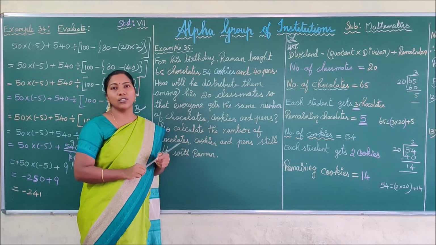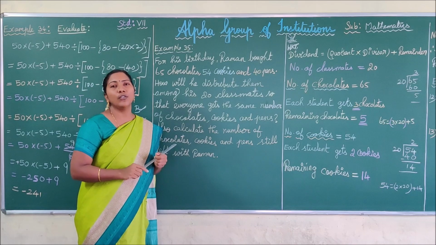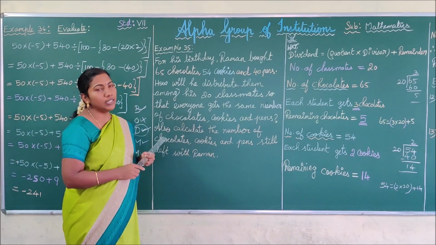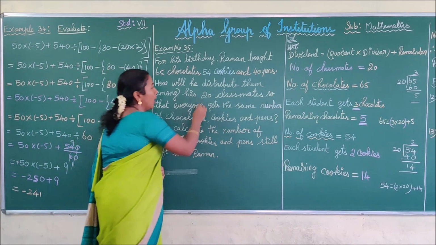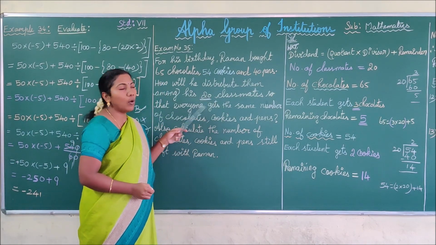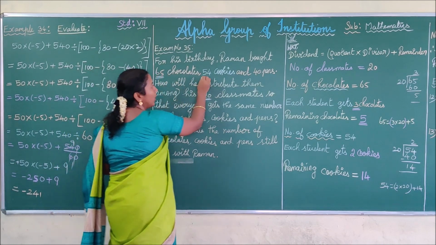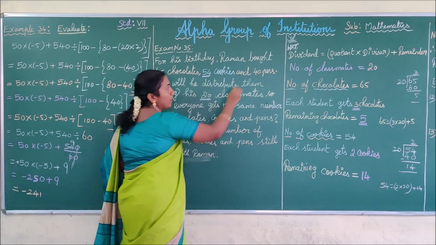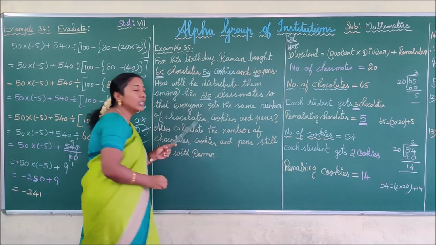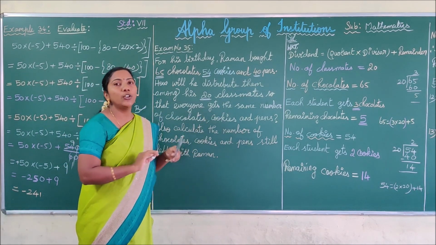Do you understand the question, children? Raman is celebrating his birthday and he gives a treat to his friends. How many friends does he have? He has 20 classmates. For his classmates he bought 65 chocolates. How many chocolates? 65. How many cookies? 54. How many pens? 40 pens. Now he is going to distribute all these things to his classmates equally.